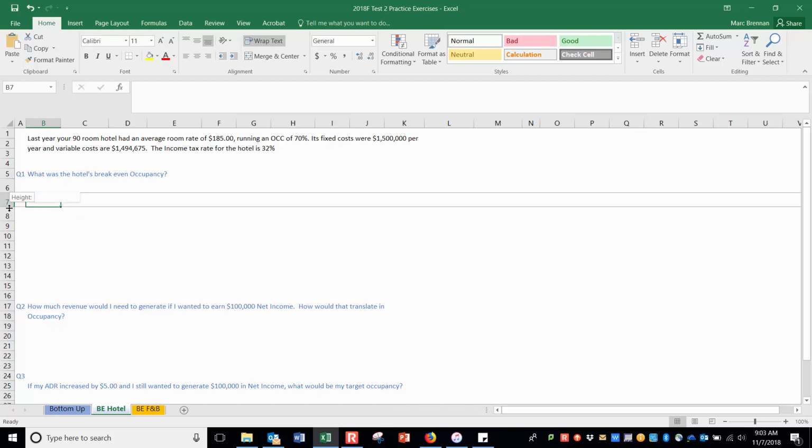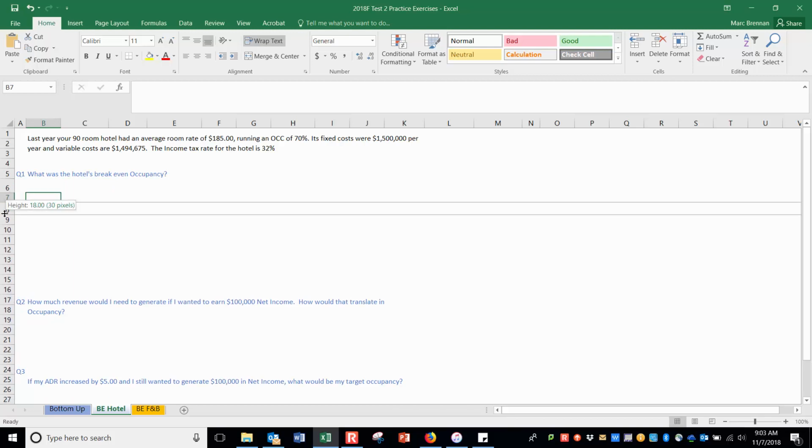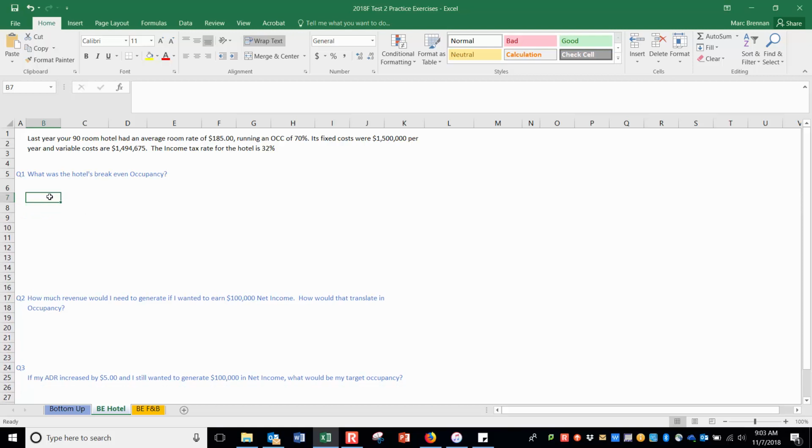Before we get into calculating any type of break-even, let's do a quick review. What do we need? We need contribution margin percentage. And what does contribution margin percentage equal? Well, it equals 100% minus variable cost percentage. So we should feel good about that.